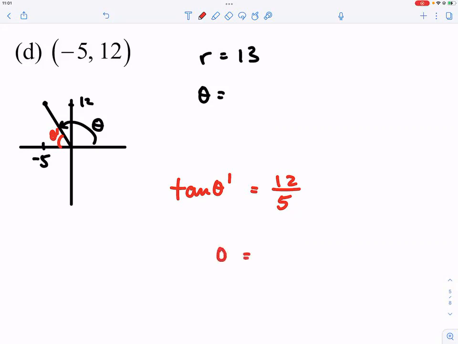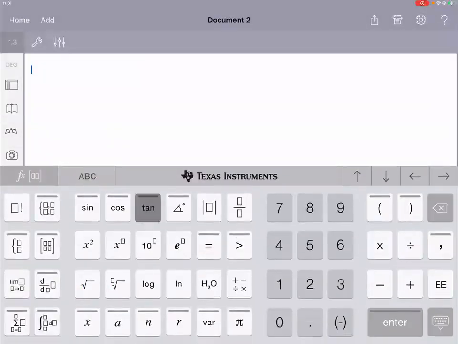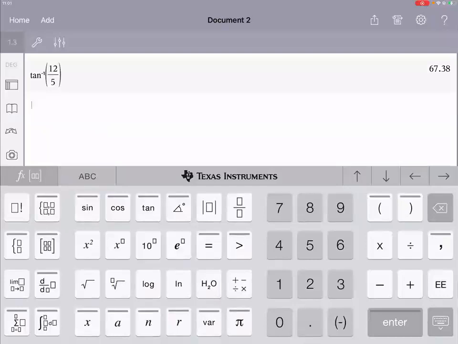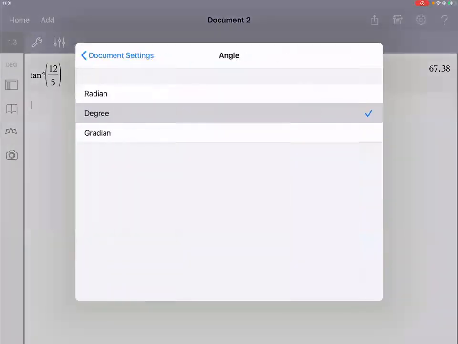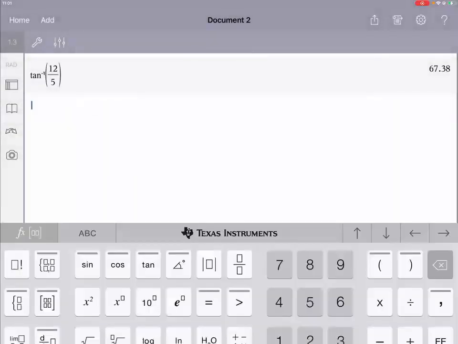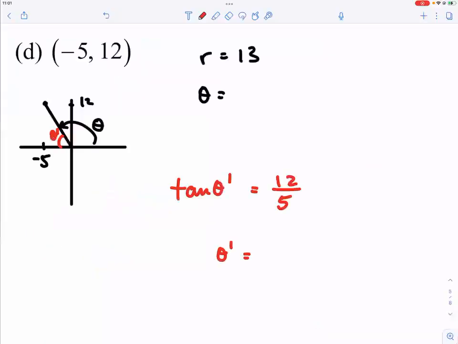So we say, what is theta prime? And we say, all right, let's go ahead and figure it out. We would have to do tangent inverse of 12 over 5. And we will get the number. So, hold on. I need to change it to radians because I need to do it in radians. So let me do it again. 1.176. Okay. So that's 1.176 radians.